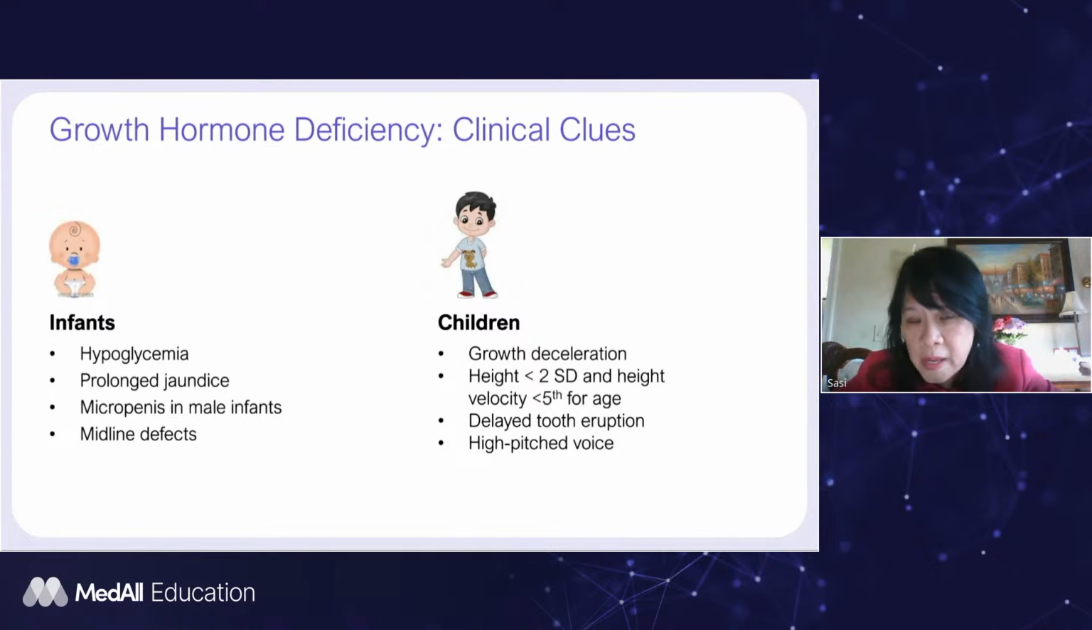And for children, the hallmark of growth hormone deficiency is slow growth. You have a height that is not keeping up with the normal growth chart, height more than 2 standard deviations below the mean, and height velocity less than the 5th percentile. And they tend to have delayed bone age as well as delayed tooth eruption. And because of the immature laryngeal structure, they may have a high-pitched voice.